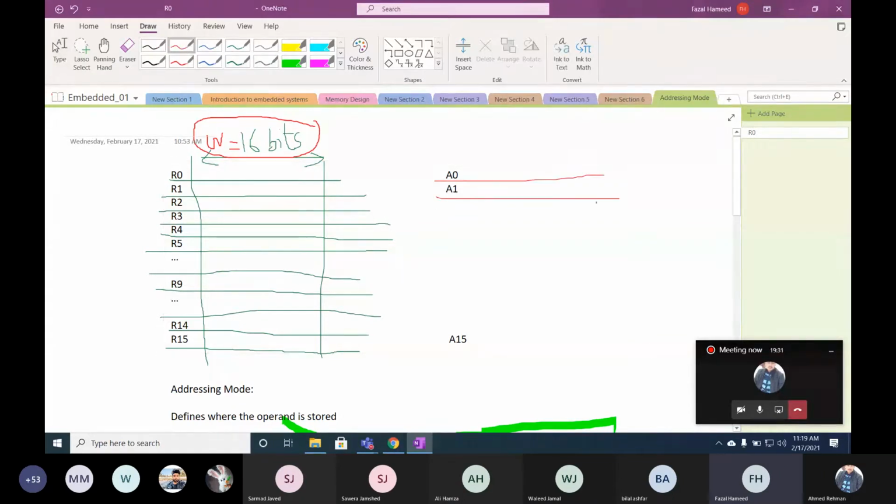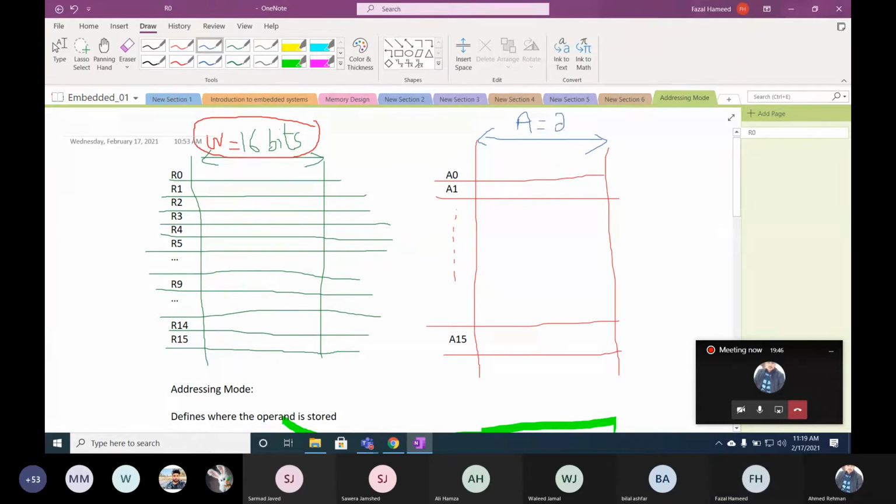How many registers should be there? Because we are giving 16. And what is the size of each register? A. Let's assume A is equal to 24. When A is equal to 24 bits, what should the memory size be? A is 24, W is equal to 16. What is the memory size?